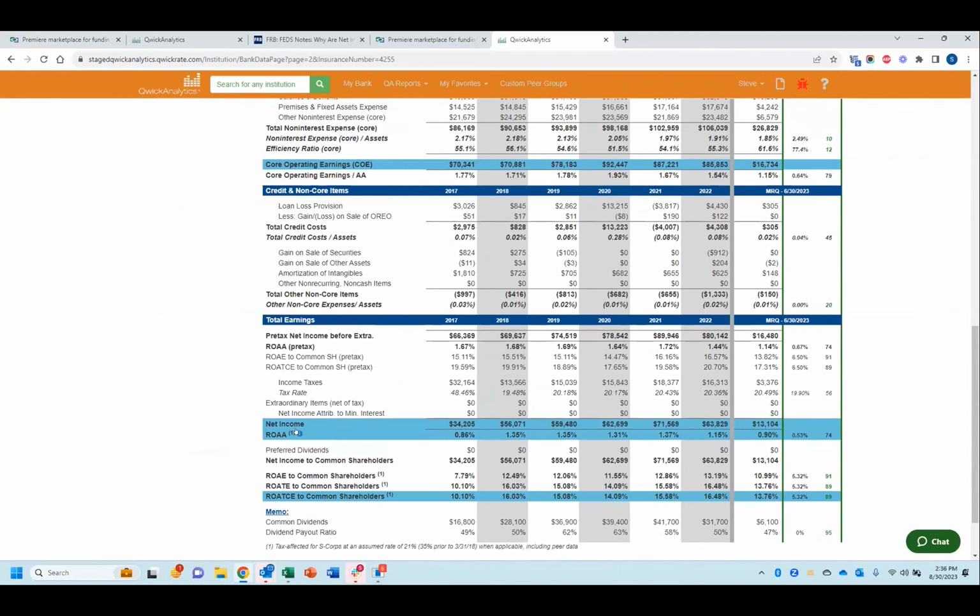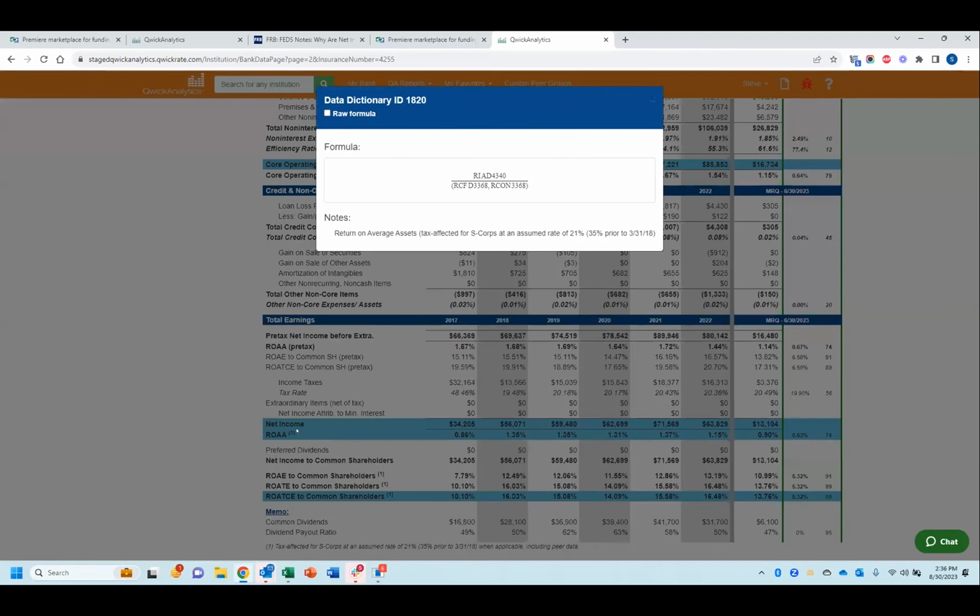If you're curious about ROA here, return on average assets, tax affected for S corps at an assumed rate of 21%, which was 35% before 2018, there are some helpful notes in addition to the actual formula: RIAD 4340 divided by RCON 3368. Or if you're filing an 031, if you're a larger institution, it's the RCFD instead of RCON. So we let you know it can be either one depending upon which version of the call report you happen to be filing.